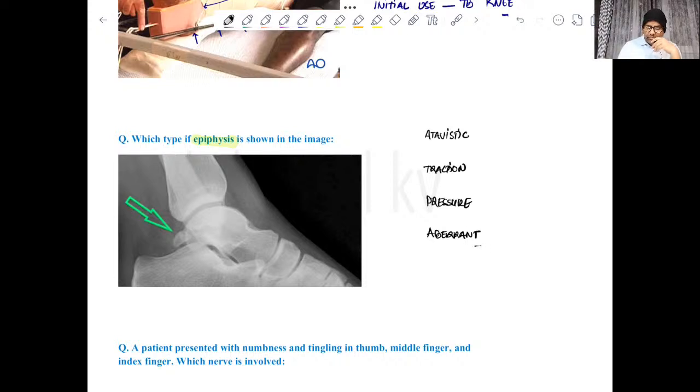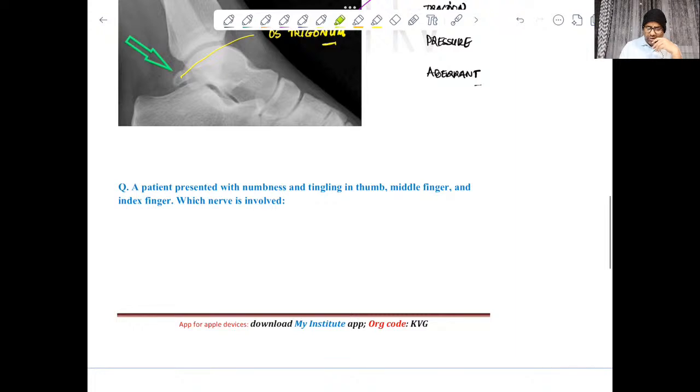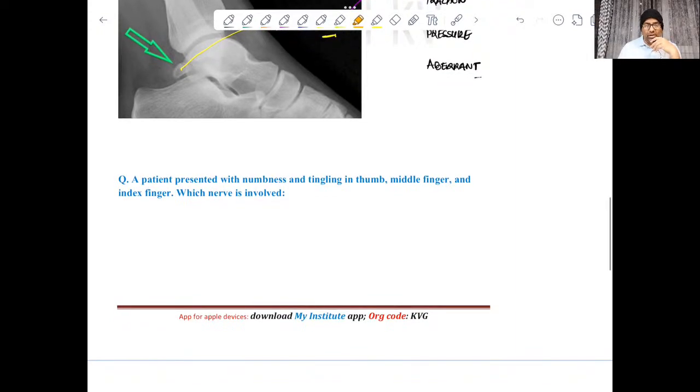Clear? So the one shown here is actually os trigonum, and this is an example of atavistic epiphysis. So if this is the image and the pointer is somewhere around the talus, then the answer has to be atavistic epiphysis. Clear? Then moving forward, there were two questions from peripheral nerve injuries.